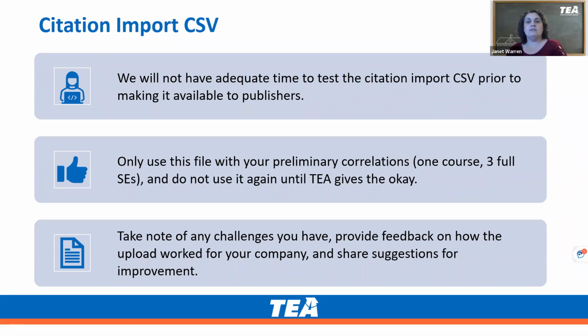We'd like you to take note of any challenges that you have and provide feedback on how the upload worked for you or your company. And we'd like you to share suggestions or improvements. You can do that sharing by entering a help desk ticket with your feedback about this process. And then we'll gather that and see if we need to make any adjustments before we move past the preliminary correlations into entering the rest of the correlations for publishers.